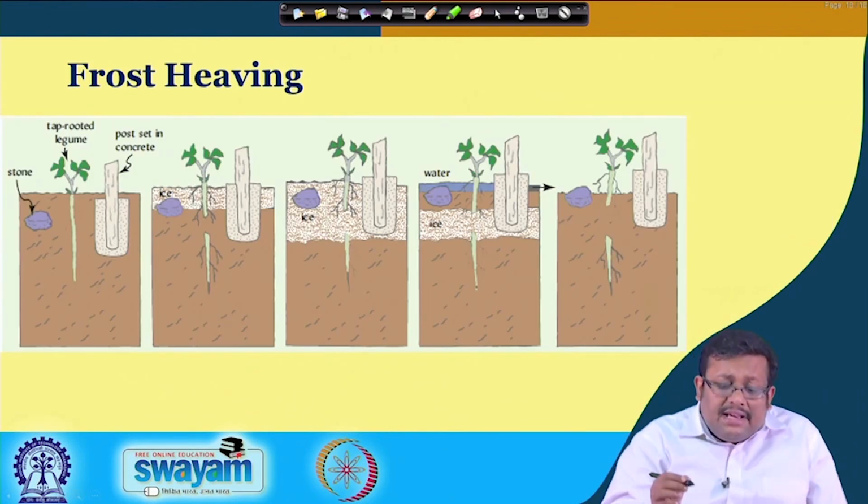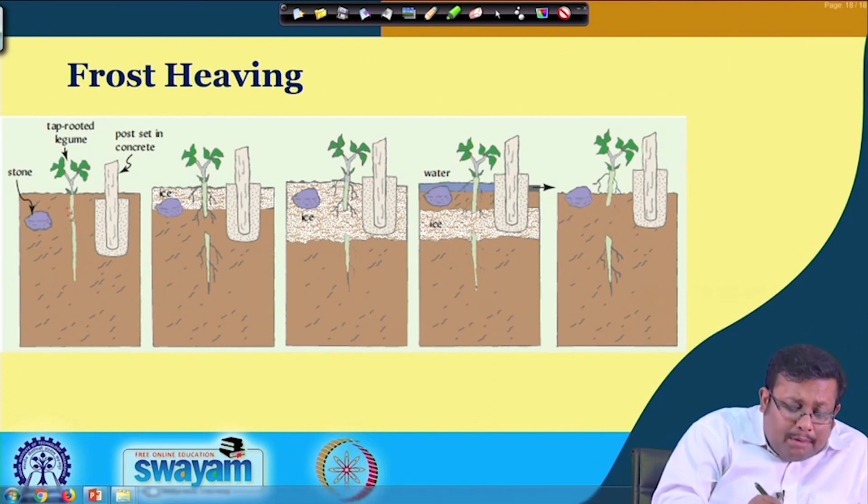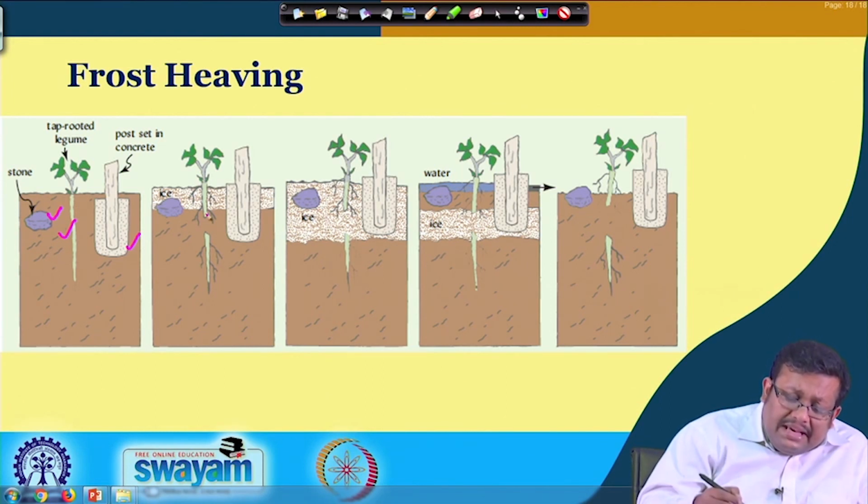You can see in this slide, at the beginning there is a taprooted legume. We are also seeing a stone at a certain depth in the soil, and there is also a post set in concrete at a certain depth. As the ice begins to develop, the ice lens continues to form, and as a result you will see a slight upward movement of this post as well as this stone.